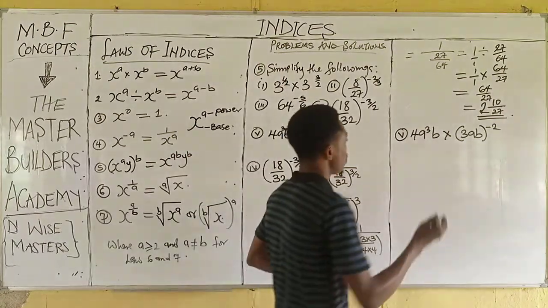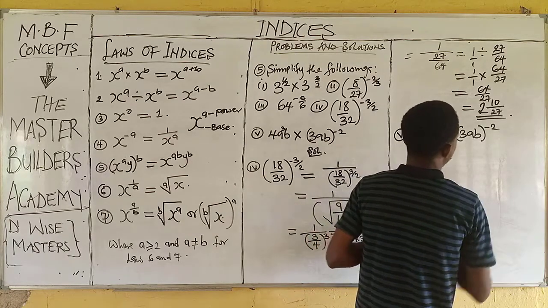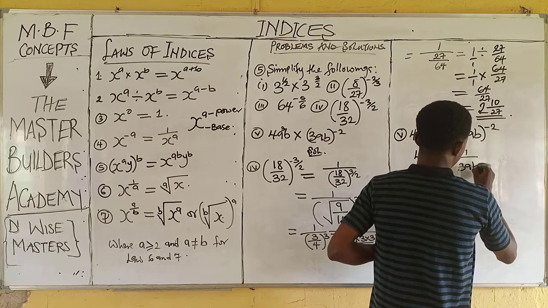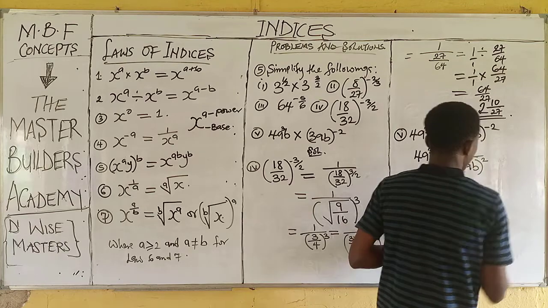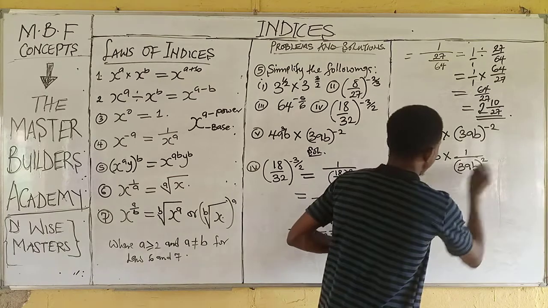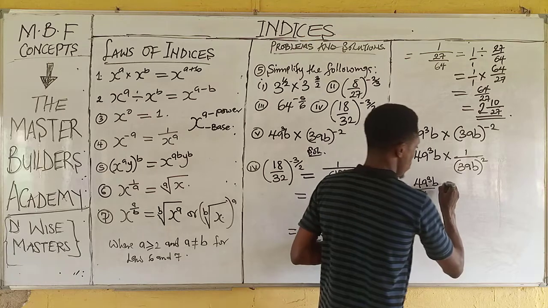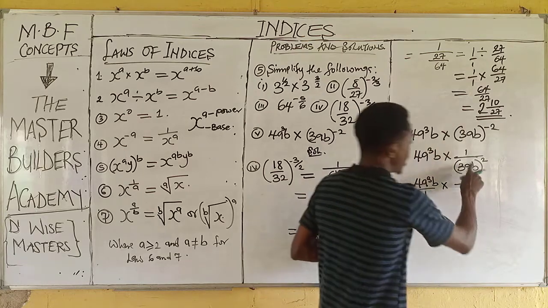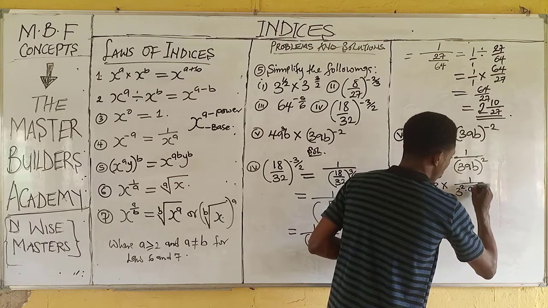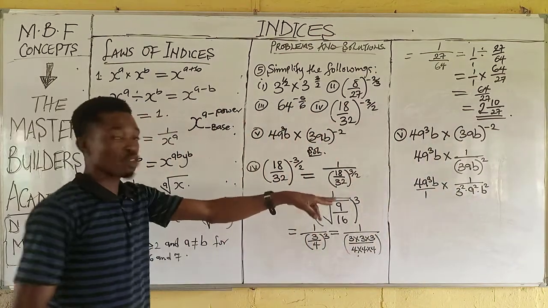Are you there? Alright, so these are giving us 4a cube b multiplied by 1 all over 3ab. So I choose to go with law number 4 first. At this point, this is exactly the same thing as 4a cube b over 1 in fraction form multiplied by 1 all over, now this will have given us 3 raised to power 2 multiplied by a raised to power 2 multiplied by b raised to power 2. Okay, this is what we have.